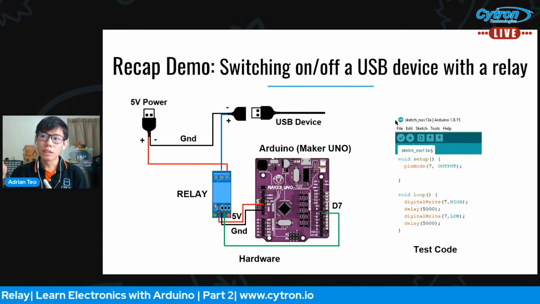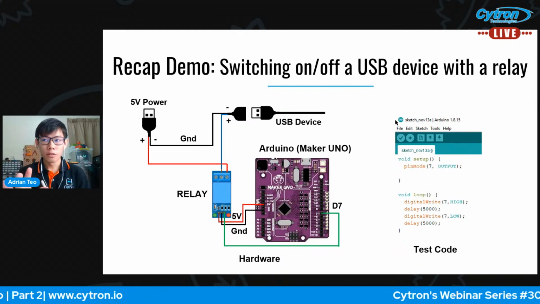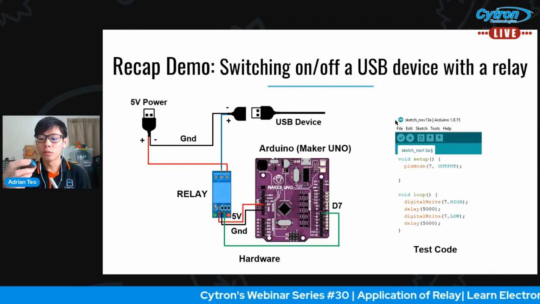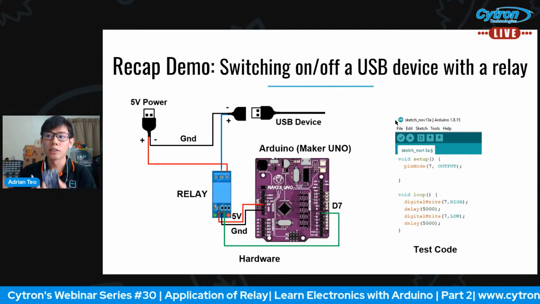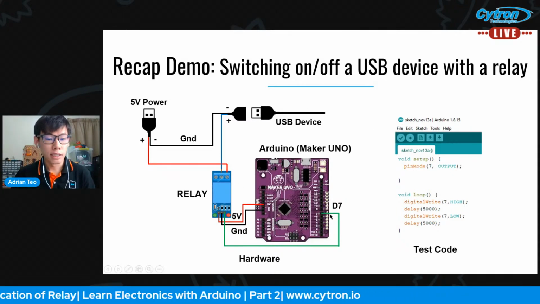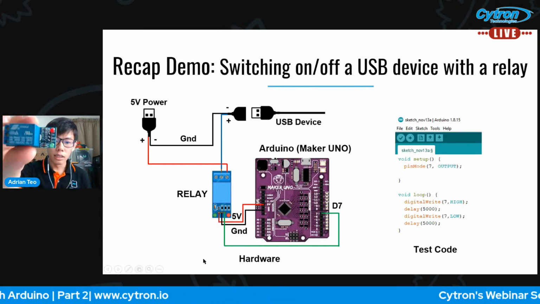My Arduino connects to the relay. In order to use a relay, first you will need to power it up. My relay's VCC operating voltage is 5 volt. So I have to power up 5 volt and ground over here. And then I have to connect a digital pin, which is D7, to the IN.